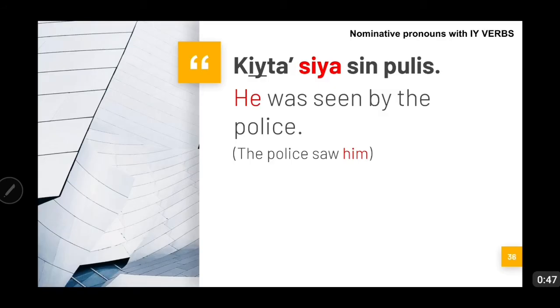Now how about using nominative pronouns with e-verbs? We have here kita siya sin police. In translation, he was seen by the police, or the police saw him. So we have the verb kita. What can you see? Kita has the infix iy. Therefore, it is an e-verb. An e-verb, again, I'm an actor, he is not.